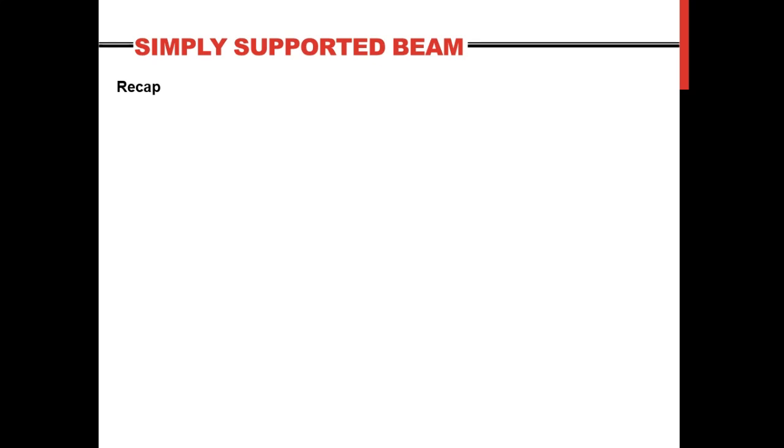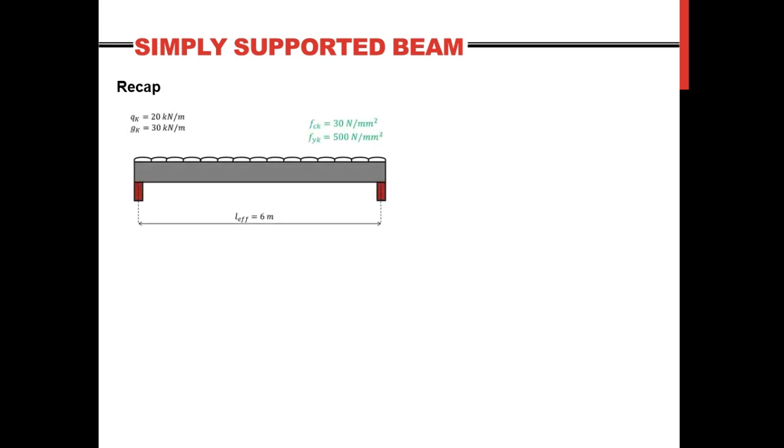Hi everyone, welcome back. Now in this part 2, we'll be assigning the area of reinforcement required for both tension and compression reinforcement. And just before going to this part, let's just recap what we had in part 1. We were given a simple beam. It has an effective span of 6 meters. And also the grade of steel and the grade of concrete were given.